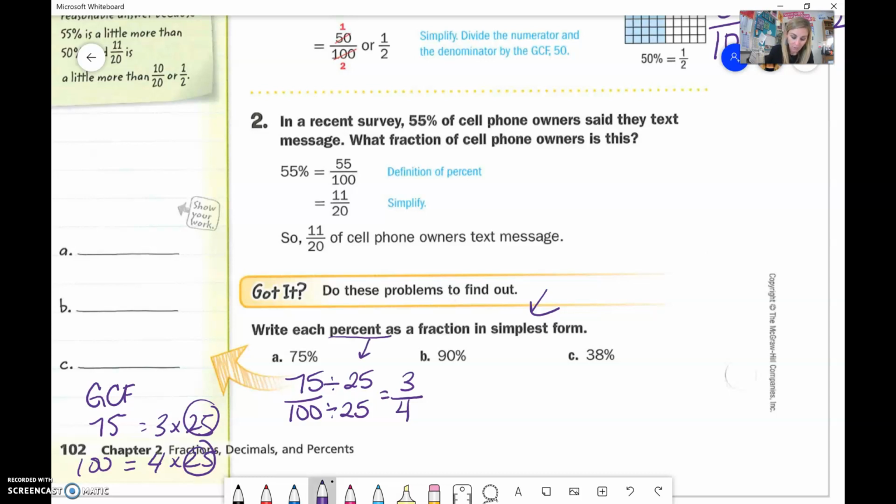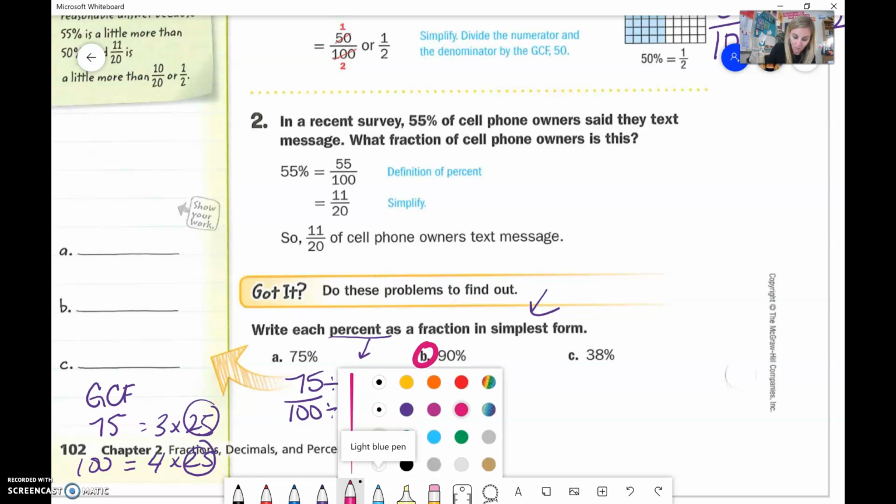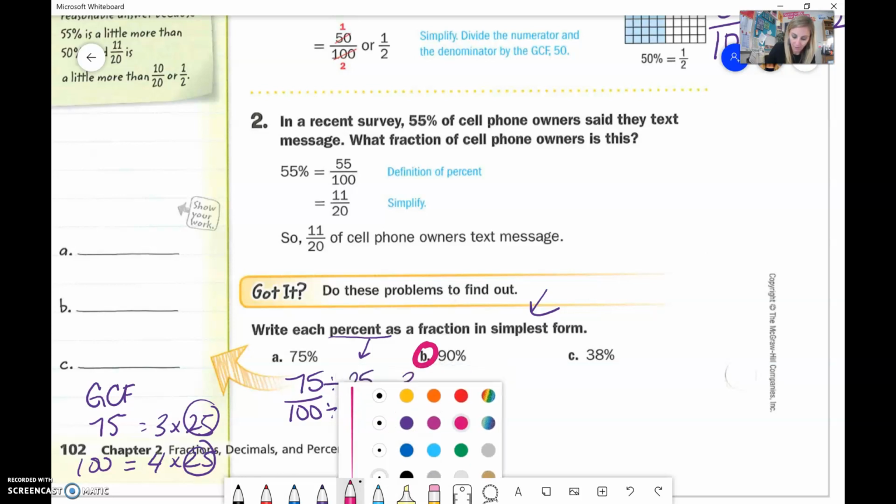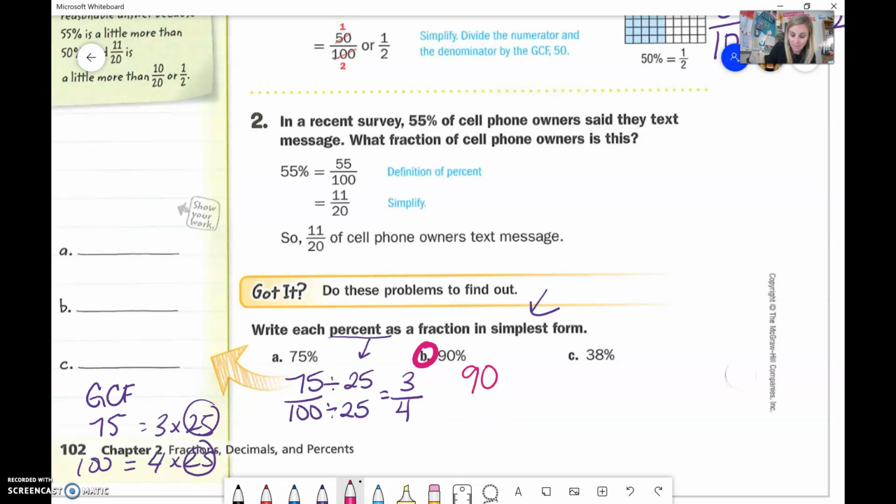Well, I'm going to show you what I mean by that by taking a look at B. And that is way too thick of writing for me. There we go. Okay, so percent means out of 100. So let's say that I did not know what the greatest common factor is of 90 and 100. I know that both of those numbers are even, so I can divide each of those by 2. So I can start off dividing each of those by 2. And when I divide that by 2, I'm going to get 45 out of 50.